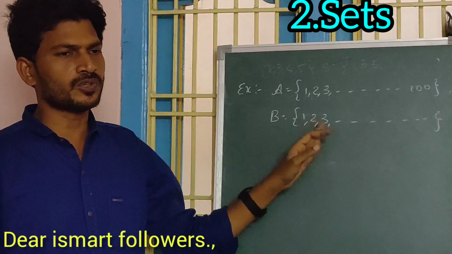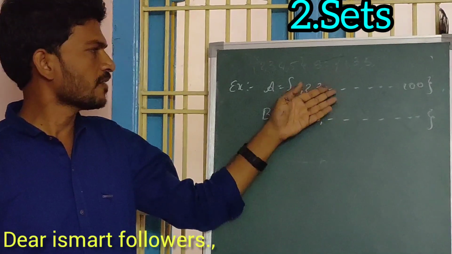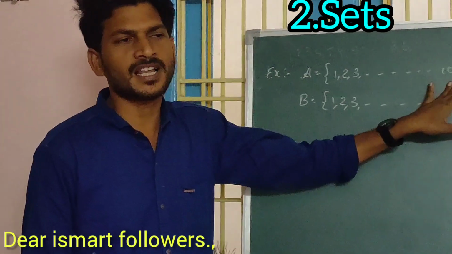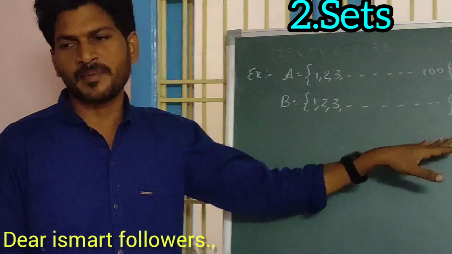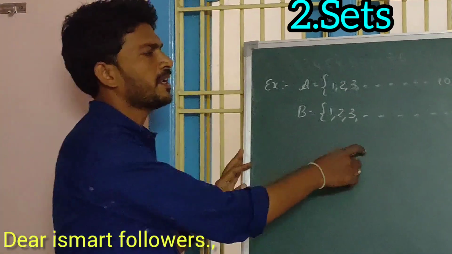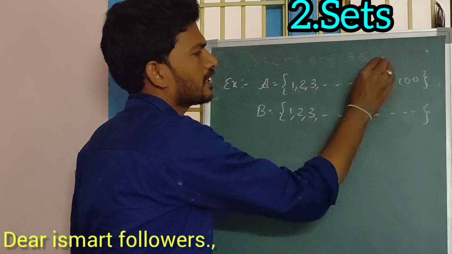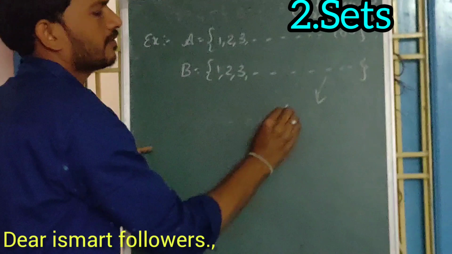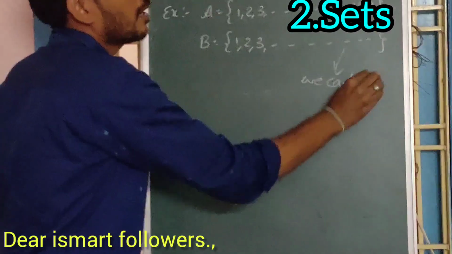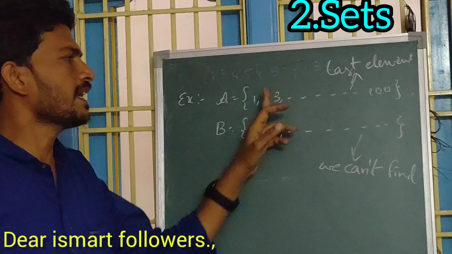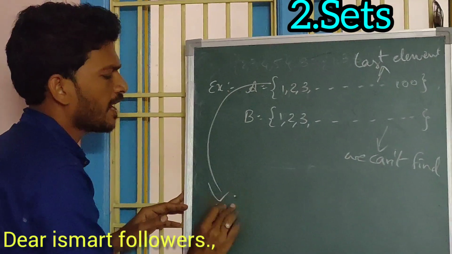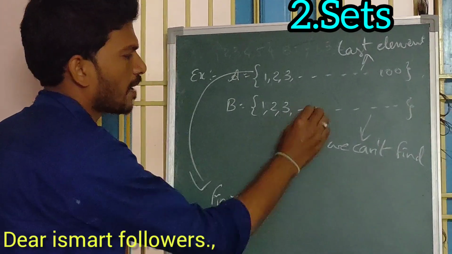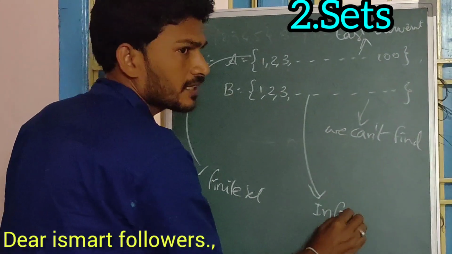In the B set, 1, 2, 3 and so on. What is the difference between the first set and the second set? The first set is still 100 only, sir. In the first set, what is the last element? 100. In the second set, what is the last element? It's going on. In the first set we can find the last element. Here we cannot find the last element. So this type of set is called a finite set. This type of set is called an infinite set.